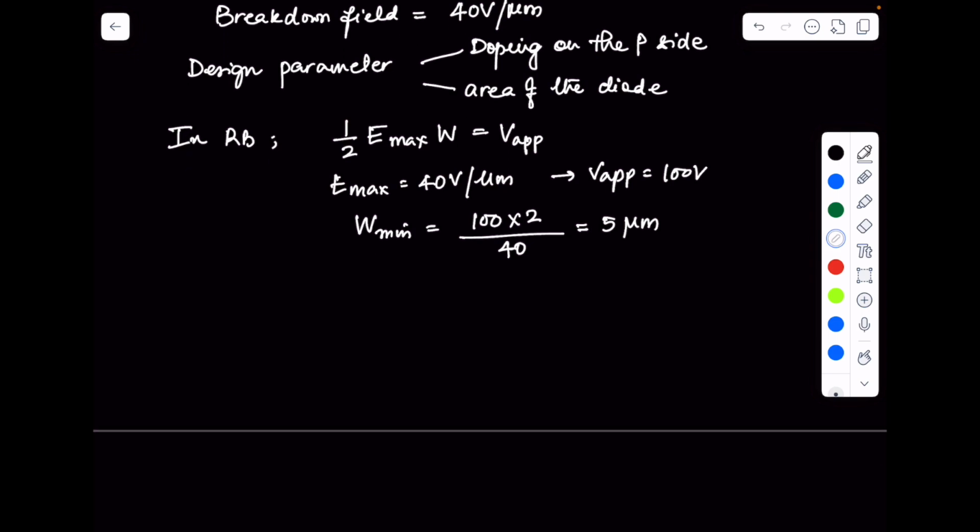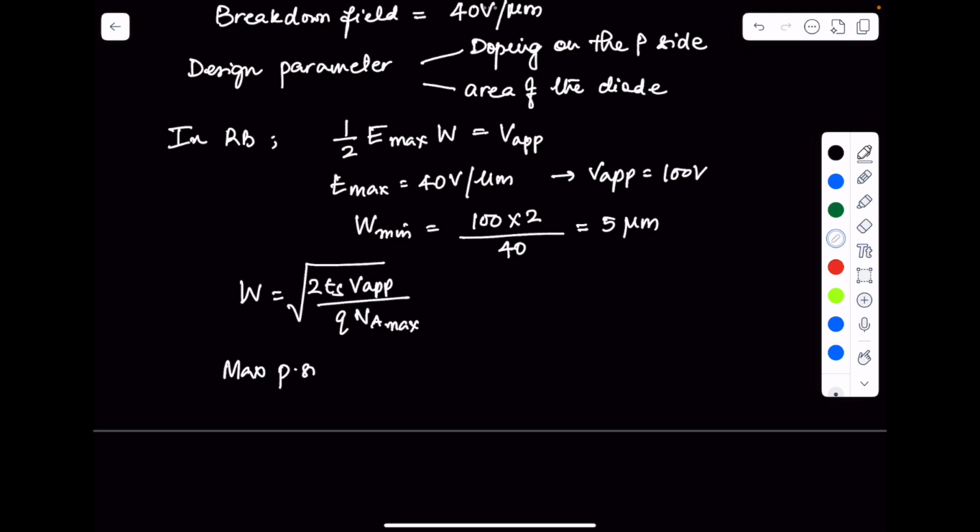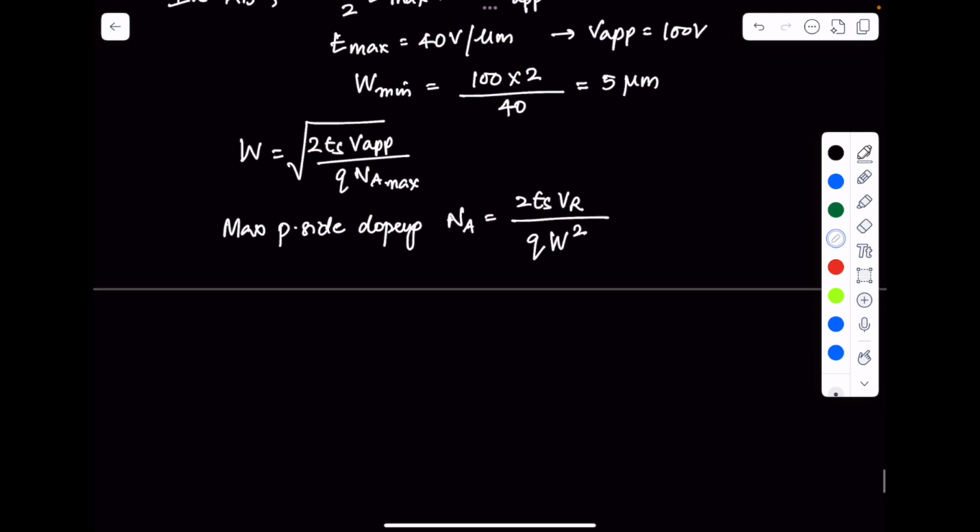And so we know that in reverse bias, the W is given by 2 epsilon s into V applied divided by Q times Na maximum. This is W min. So this gives us the maximum P side doping that I can have. That is given by Na, which is 2 epsilon s into Vr or V applied divided by Q into W squared. So you can work out this.